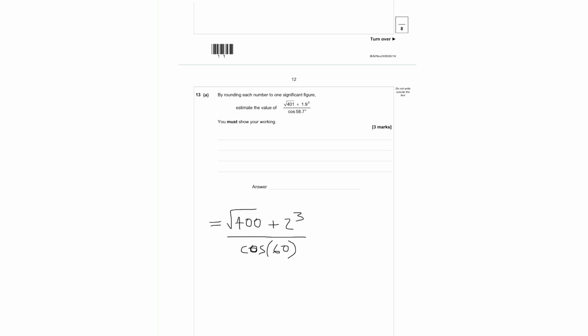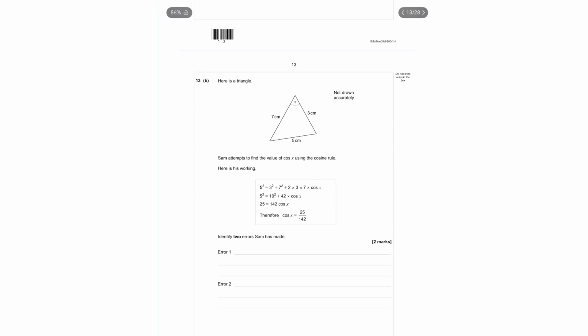And what we get here, well, it's going to be root 400 is 20, 2 cubed is 8, and cosine of 60 is equal to 0.5. And so we get 28 over 0.5, which is the same as 28 times 2, which is 56. Part B, we're shown a triangle. We're told that Sam attempts to find the value of cosine of x using the cosine rule, and we're shown his work, and we're told to identify 2 errors Sam has made.